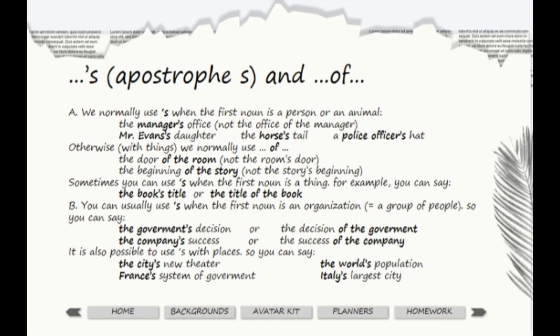B, you can usually use S when the first noun is an organization. It means a group of people, so you can say, for example, the government's decision or the decision of the government. The other example, the company's success or the success of the company. It is also possible to use S with a place. For example, the city's new theater, the world's population, France's system of government, and Italy's large cities.